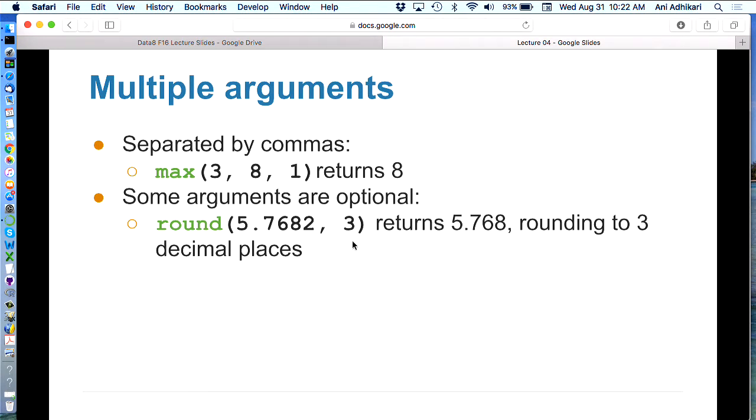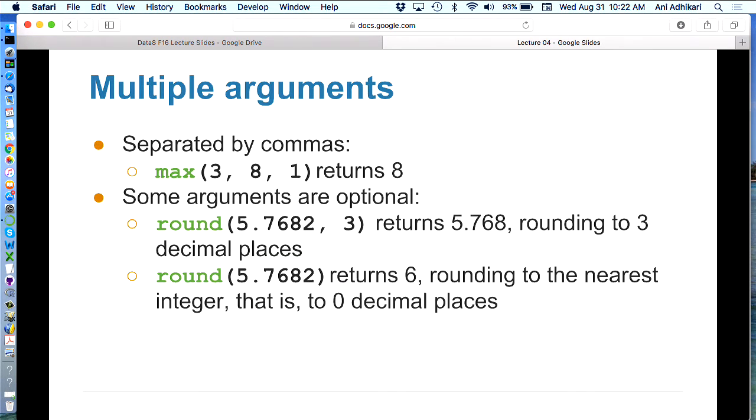5.7682, that's one of the arguments. To how many decimal places? Three, that's another argument. The function needs to know both of those to know what to pop out at you. Okay, you don't have to enter a number of decimal places. If you just say round a number, it will give you the closest integer. So what is it assuming that number of decimal places is? It's just zero.